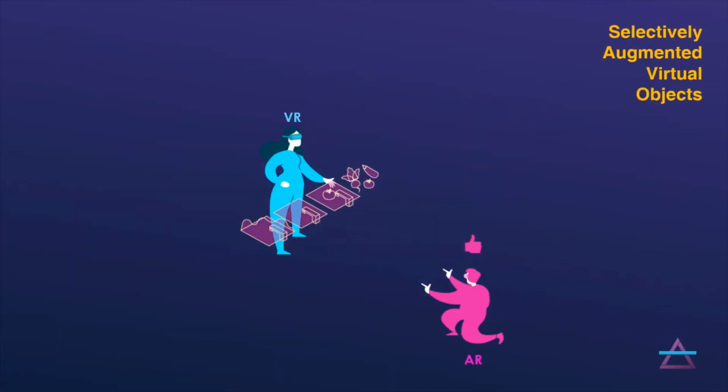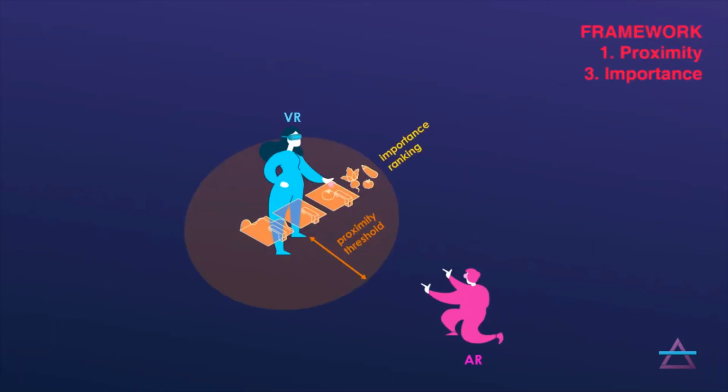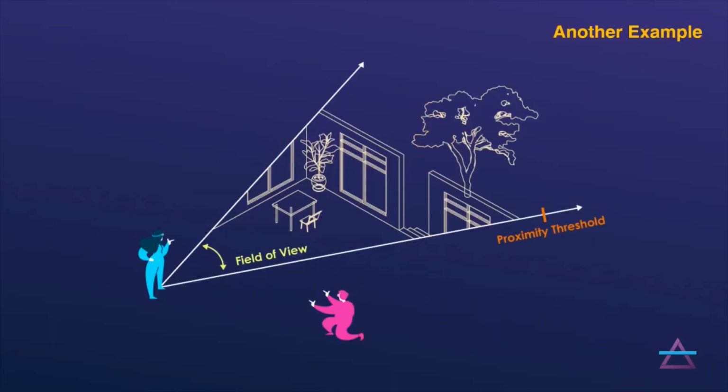Thus, the framework looks at selectively augmenting virtual objects such as food items and equipment in front of her to the pink AR user. This looks at two criteria in our framework, proximity threshold, as well as the importance ranking. Another example, beyond food handling, could be exploring an architectural exhibition, in which case it may be relevant to select both the criteria field of view to show where the user is looking at and what she is interested in, as well as proximity threshold to limit the boundaries of information being visualized.